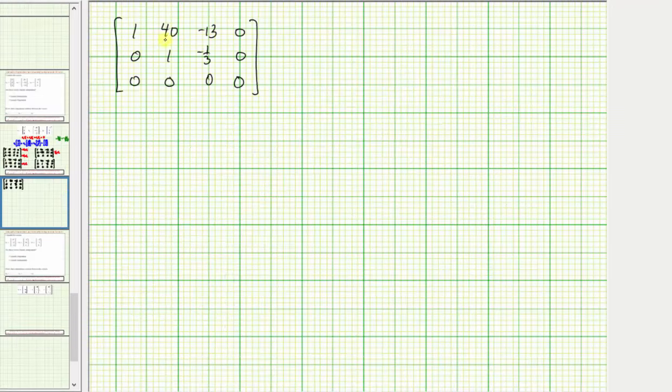For our last step, let's get a 0 here by replacing row 1 with negative 40 times row 2 plus row 1. So the second and third rows stay the same. And now for row 1, we'll have negative 40 times 0 plus 1, that's 1. Negative 40 times 1 plus 40, that's 0. Negative 40 times negative 1/3, that's 40/3.